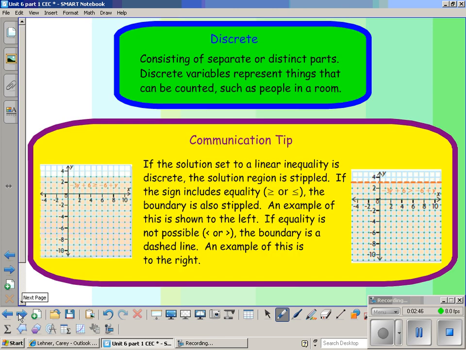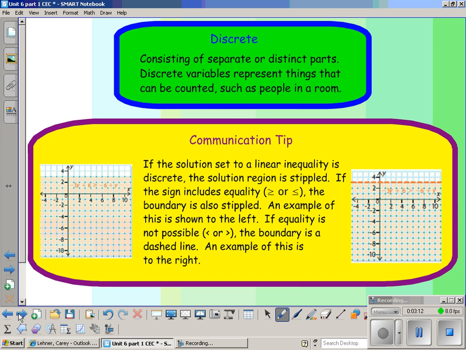Discrete data are data consisting of separate or distinct parts. Discrete variables represent things that can be counted, such as people in a room. You cannot have parts of a person, so it is not possible to include all the data between 1 and 2 people. All right, so discrete is when we cannot include the in-between pieces.